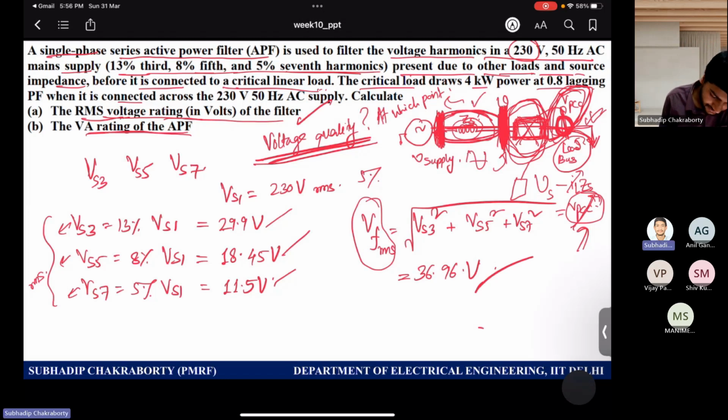Okay. So accordingly, can you tell me what is the VA rating of the active power filter? Just see the load is a linear load. Okay.